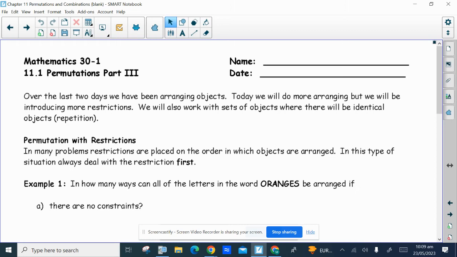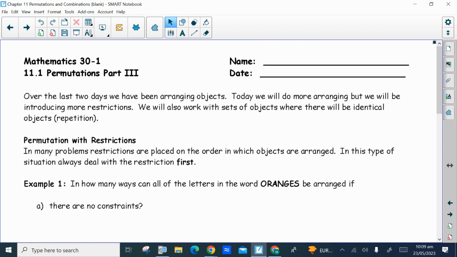Okay, so part 3 of permutations. We've seen that permutations are involved when order matters. So we'll do more arranging today, but we'll also look at more restrictions. We'll also see what happens when sets of objects have identical pieces to them.